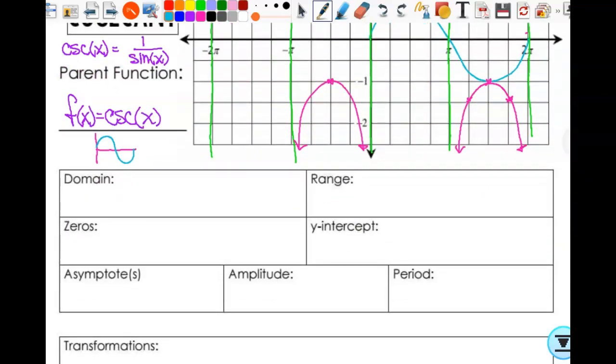Okay, so let's talk about the domain. I'll scroll just a little bit so you can still see it here. Is the domain all real numbers? No. What messes up it being all real numbers? The asymptotes.